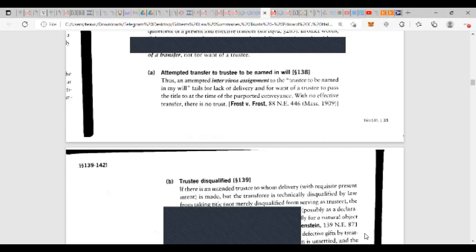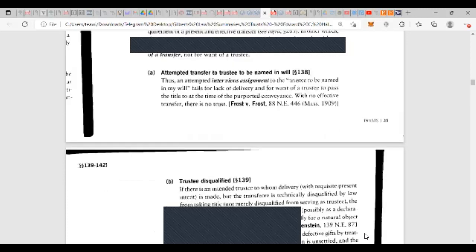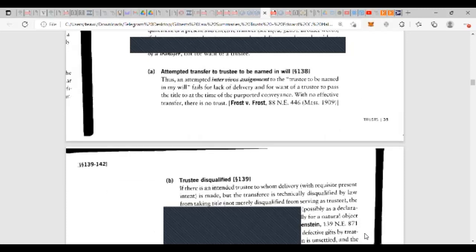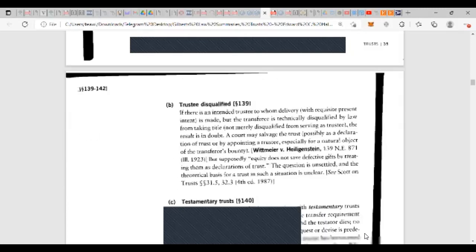A. Attempted transfer to trustee to be named in will, Section 138. Thus, an attempted inter vivos assignment to the trustee to be named in my will fails for lack of delivery and for want of a trustee to pass the title at the time of the purported conveyance. With no effective transfer, there is no trust. Frost v. Frost, Massachusetts, 1909.